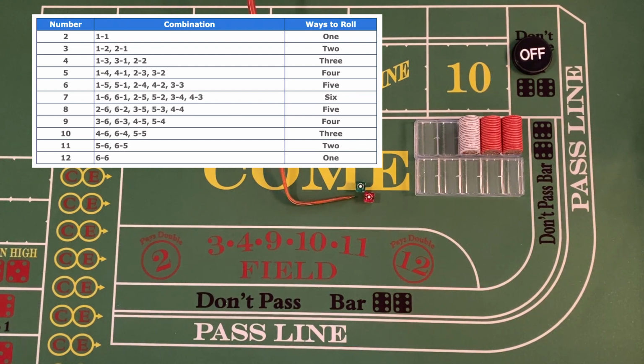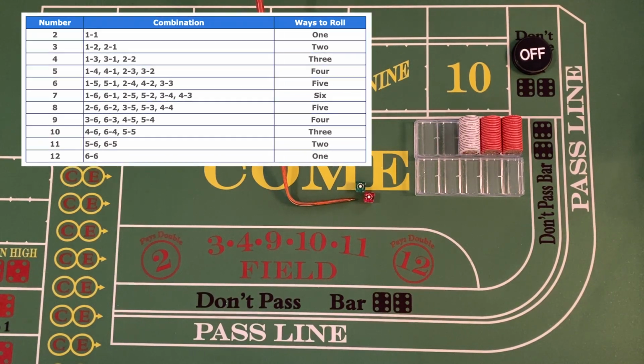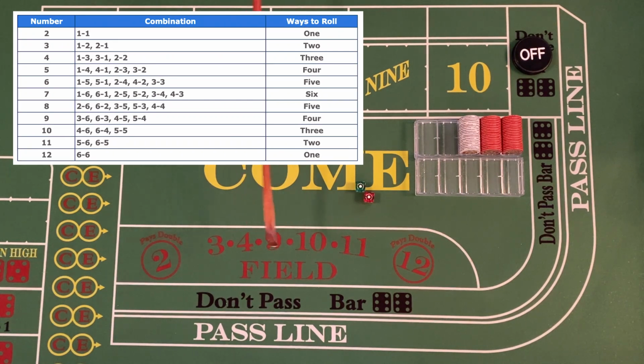When you have two six-sided dice, as you can see from the image, the first column, you can make the numbers 2, 3, 4, 5, 6, 7, 8, 9, 10, 11, and 12. The second column you'll see are the number of combinations to make each number. And the third column is the number of ways to roll that number. For example, 2, there's only one way to make a 2, a 1 and a 1. A 3, on the other hand, you can make a 3 with a 1 and a 2, or a 2 and a 1. So there's two ways to make that.